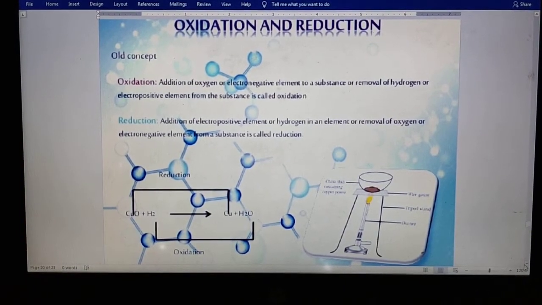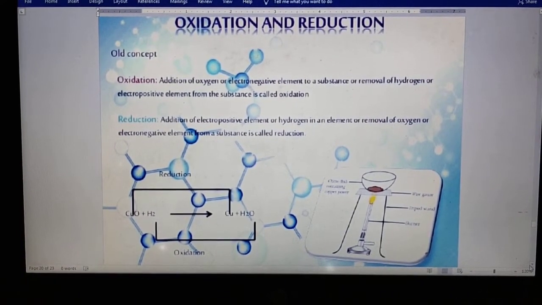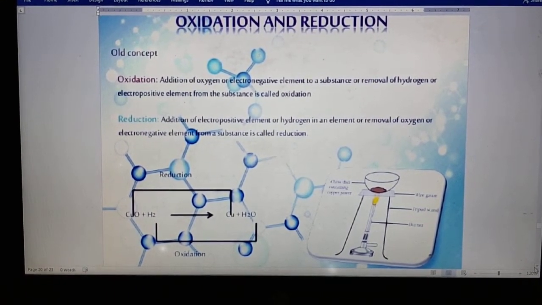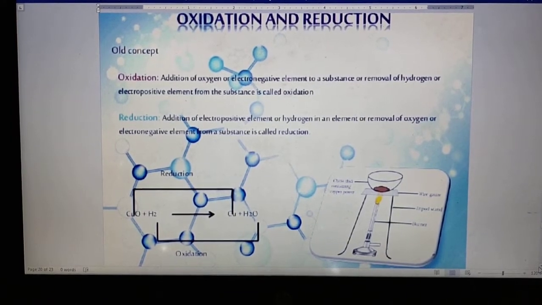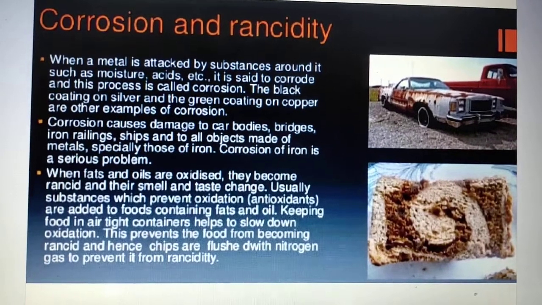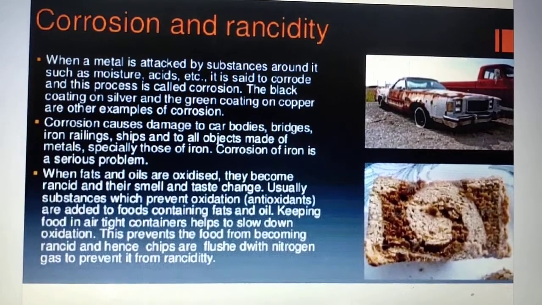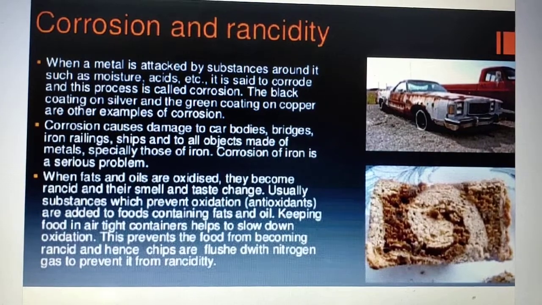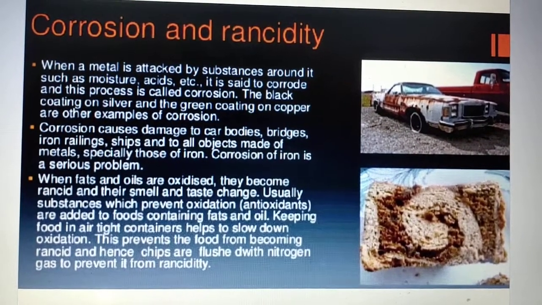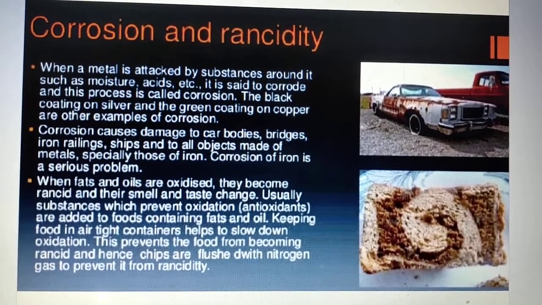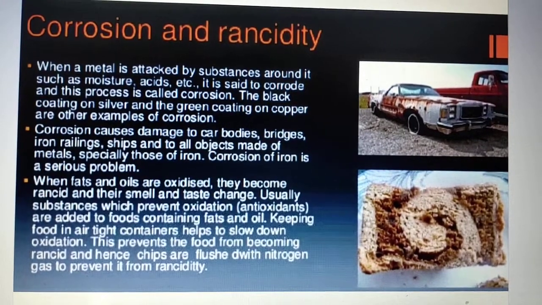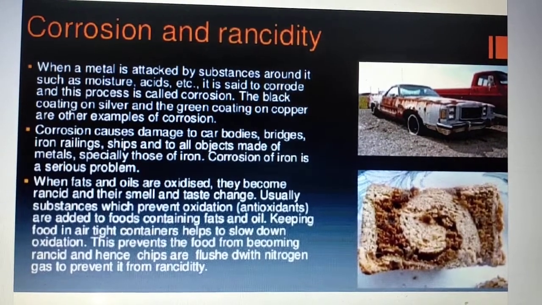Redox reactions in our daily life. In our daily life we come across many redox reactions. Out of these we are going to learn about two important ones, corrosion and rancidity. First, corrosion. It is the eating away of metal articles. In the case of iron, it is called rusting. Corrosion is a natural process that converts a refined metal into a more chemically stable form such as oxide, hydroxide or sulfide.